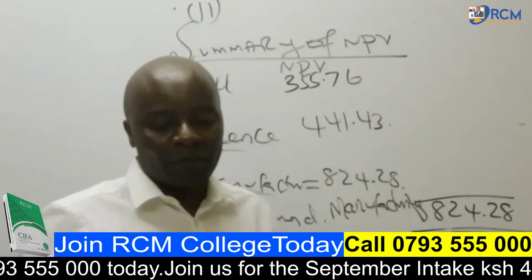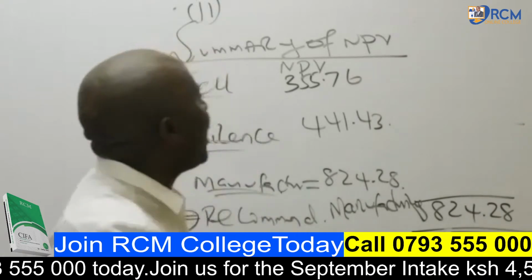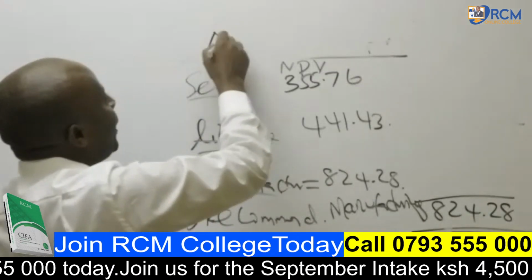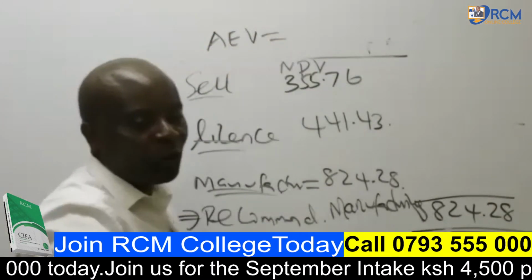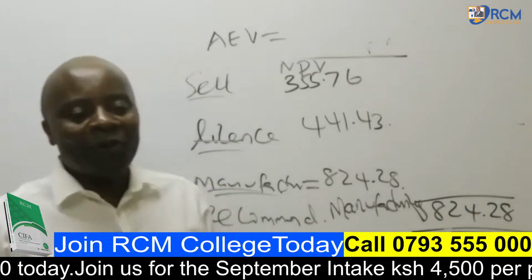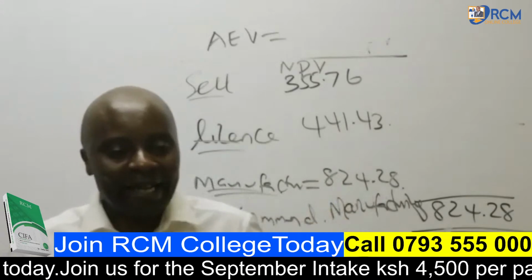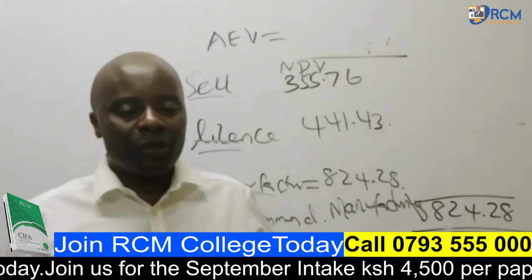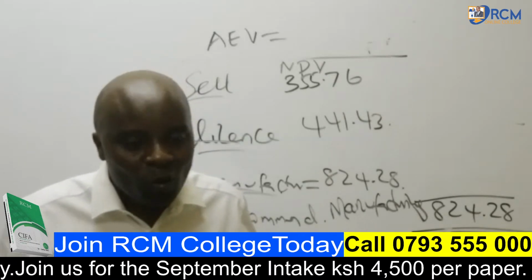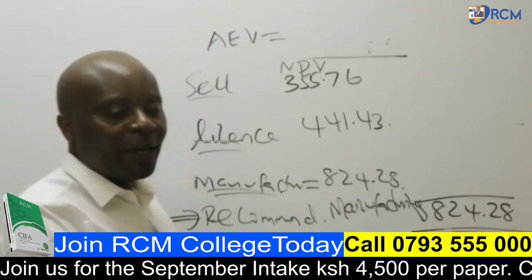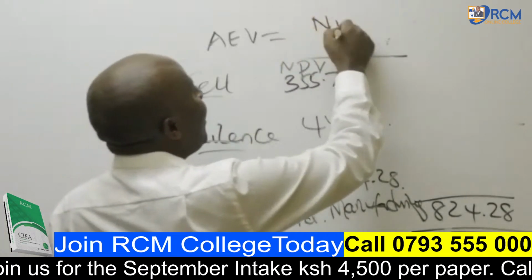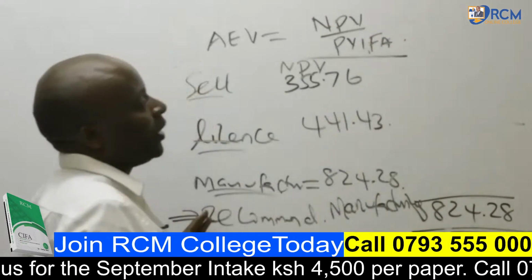Annualized net present value, I can even call it AEV. Is there anybody who is able to remember the formula of AEV, annualized equivalent value? They have forgotten. Someone has told me it is NPV over PV-FA. NPV over PV-FA. This is very easy.